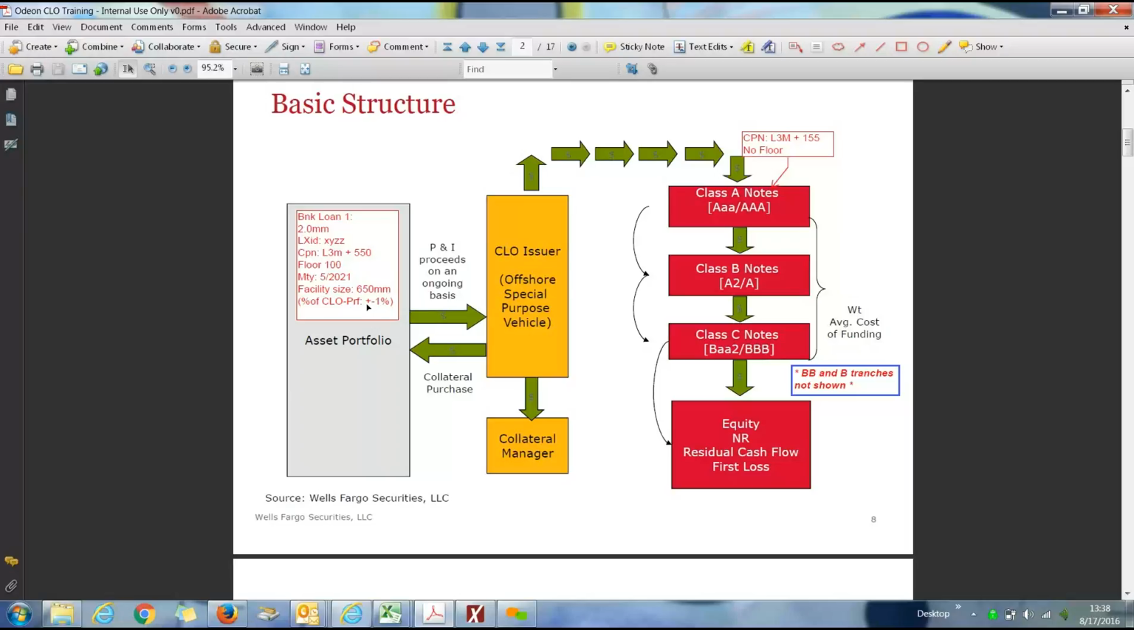If you see something that's a lot over 1%, that would be considered like an aggressive manager. He took a big position in that particular loan. If you see something that's way below 1%, that's probably something that he bought close to 1% and it turned to shit, so he sold some of it.